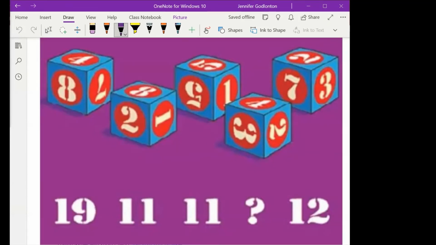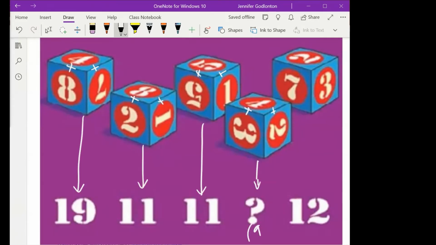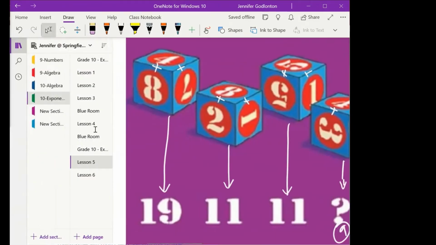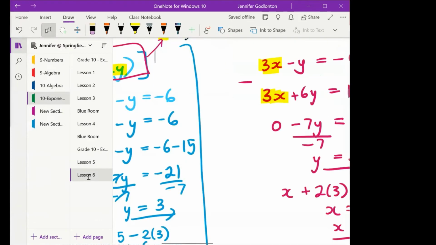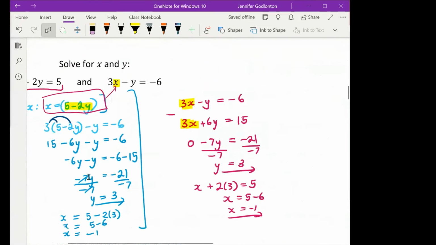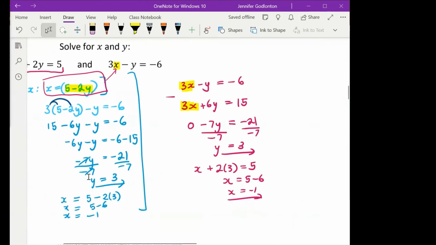So this first block was 4 plus 8 plus 7, which gives you 19. And then 8 plus 2 plus 1 gave you 11. 5 plus 5 plus 1 gave you 11. So 4 plus 3 plus 2 gives you 9. Yeah, you just add the dice. Nice job, guys.